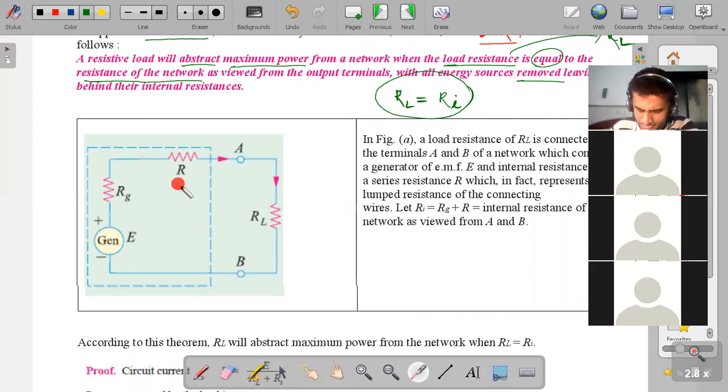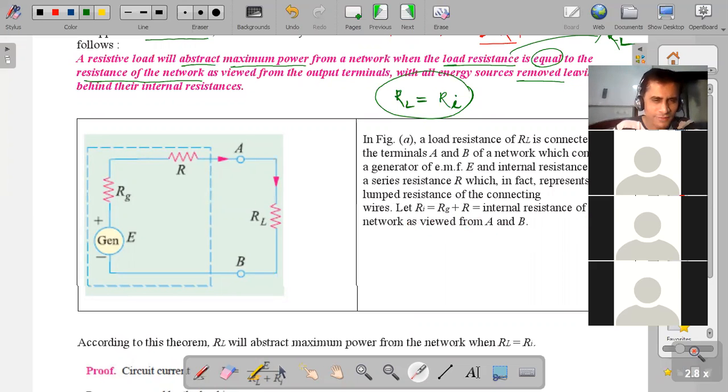Yes or no? RG is the internal resistance of this instrument, the power supply. And R is a series resistance which is connected in series with RG. Therefore, the total resistance is R plus RG. See your right hand side: Ri is Rg plus R. That is the internal resistance of the network.